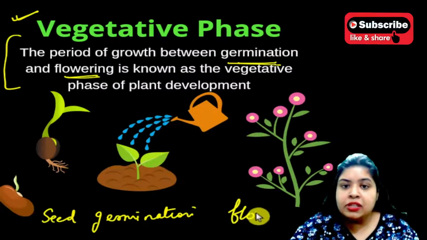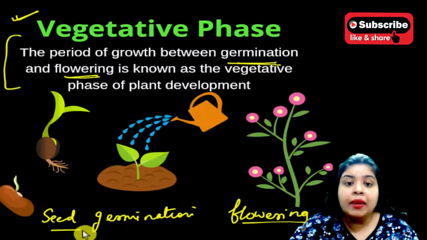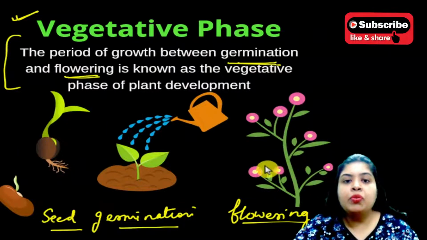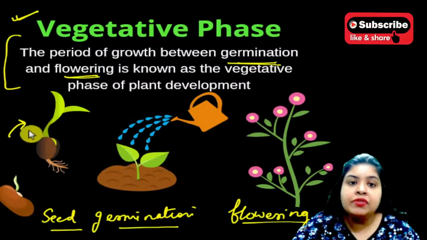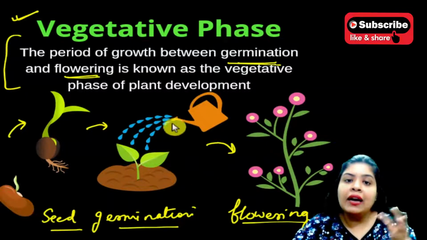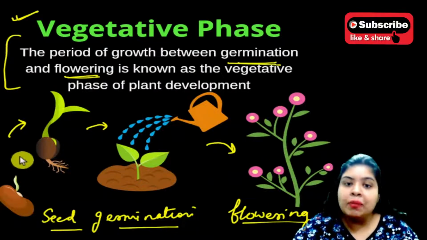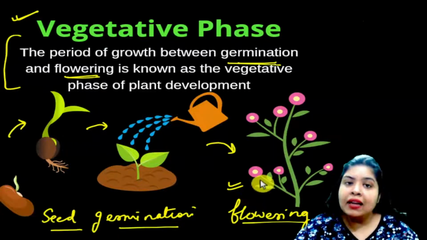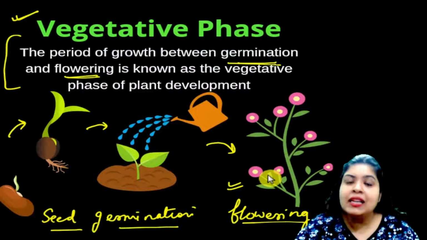Okay, so this stage is what you call flowering in plants. So this entire period of growth, what is happening from the first stage, which is germination, then it proceeds further and further until it ends at flowering. This entire phase of development in plants is called the vegetative phase. Okay, so from germination to flowering, when we talk about plants, this entire period of growth which is happening in plants is what you call the vegetative phase in plants.